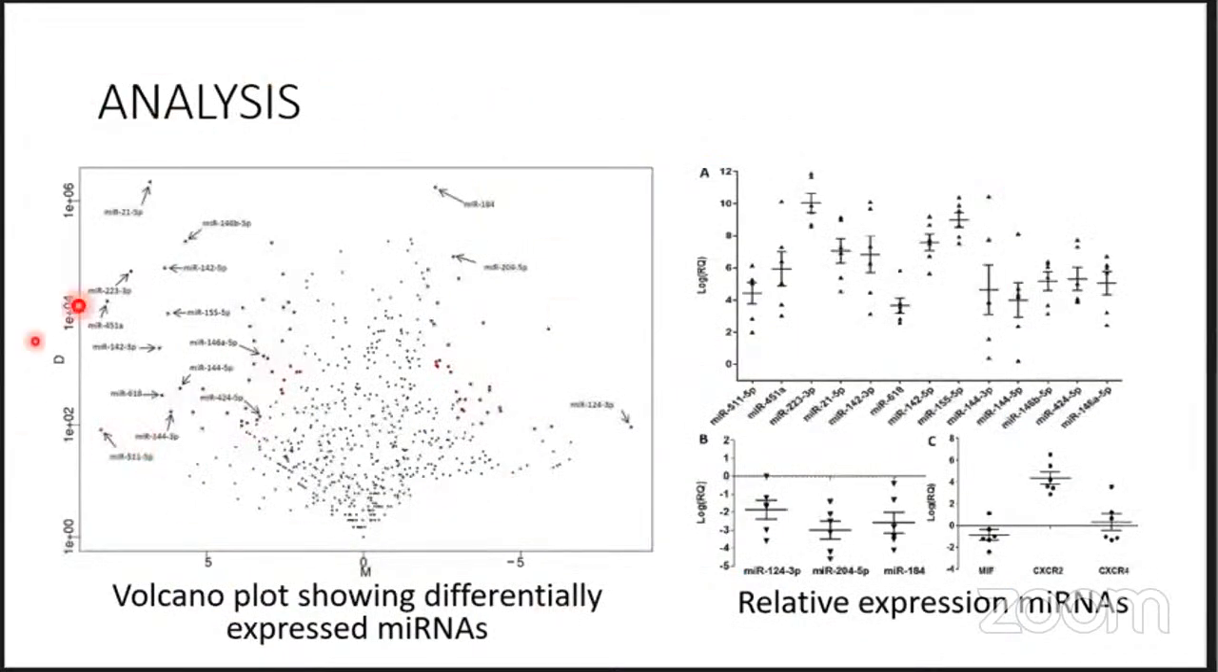Further to that analysis, we can create the volcano plot showing the differentially expressed microRNAs, and we can label that. We can see that this is upregulated, this is downregulated, and each microRNA can be labeled. And for each microRNA, how they are relatively expressed, this is the bar plot we can create.